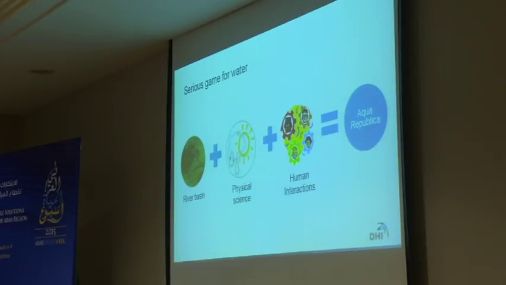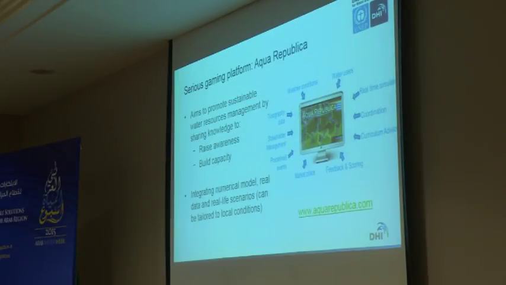So the idea is that we take a specific river basin, catchment, we add the numerical model that actually computes what happens if you do this and that. We put in our actions. I'm building a factory, I'm cleaning my wastewater, I'm not treating it or whatever. And then we've combined that into a serious game called Aqua Republica. Aqua Republica is both for building capacity but also raising awareness on a broader scale.